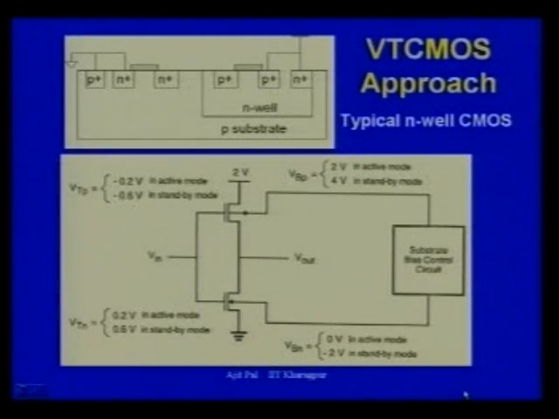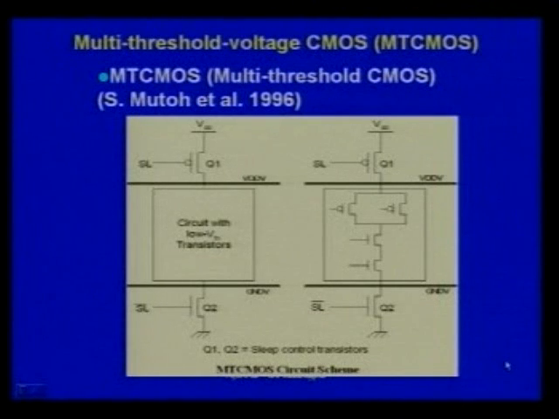That means only when the circuit is in standby mode are you able to reduce the leakage power dissipation. When the circuit is active, obviously you want performance. So, your threshold voltages will be low, 0.2 volt and minus 0.2 volt, and leakage current will be high. So, runtime leakage current is high, but standby leakage current is less.